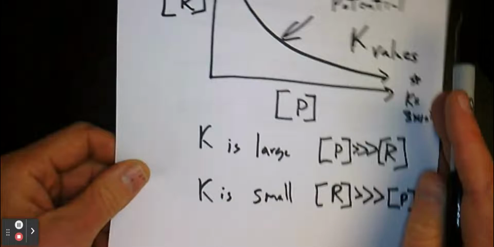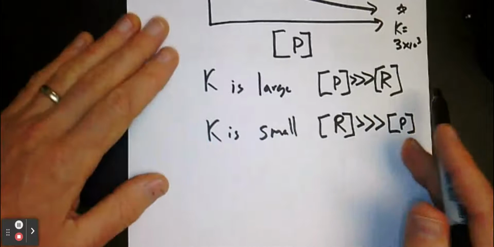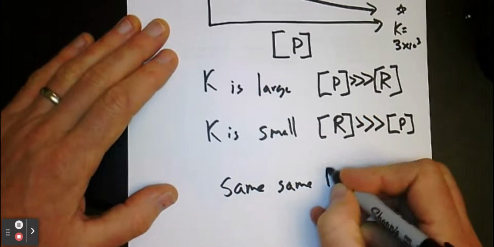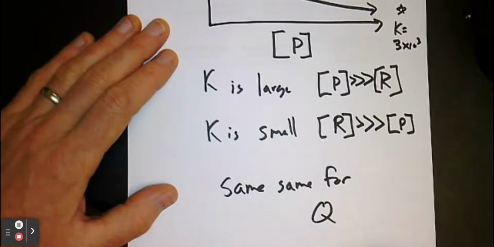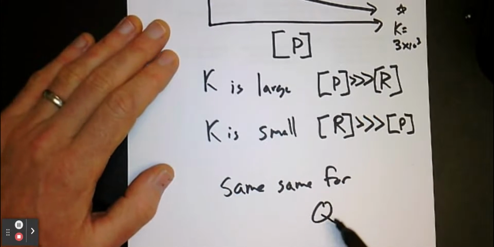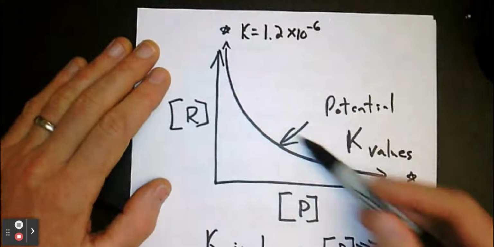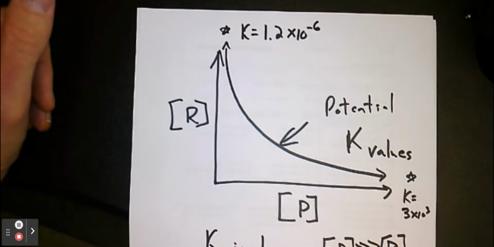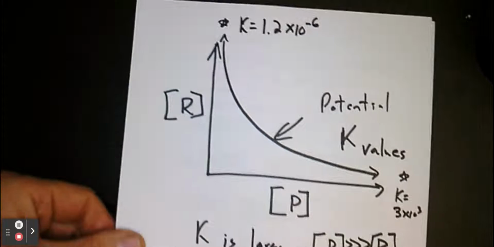Now, this all is the same for Q, all right? And Q is going to have a similar relationship. You've got a big Q, you've got a lot of products. A small Q, you've got not a lot of products, all right? Now, there's an interesting relationship that develops with Q and K.